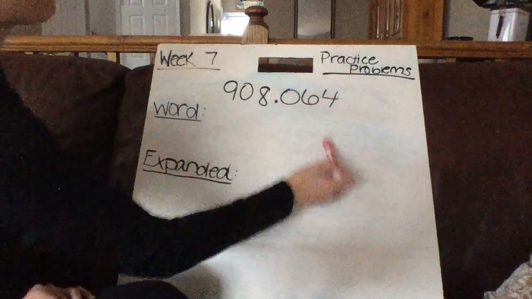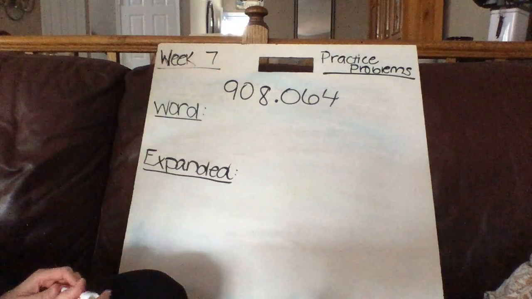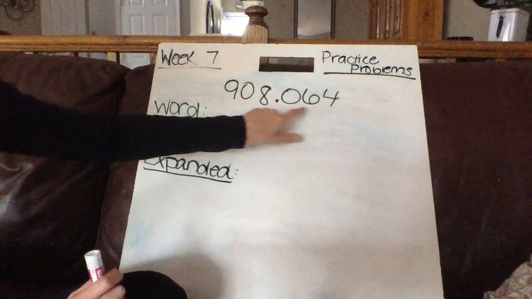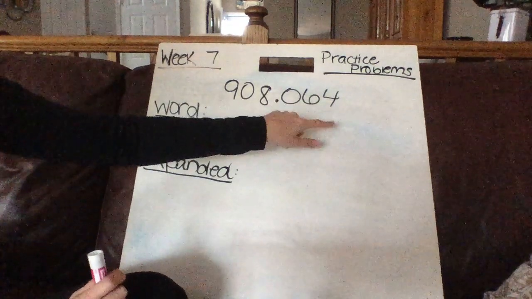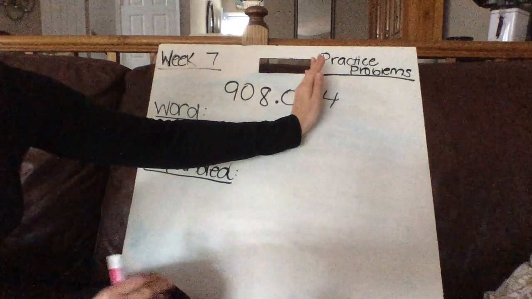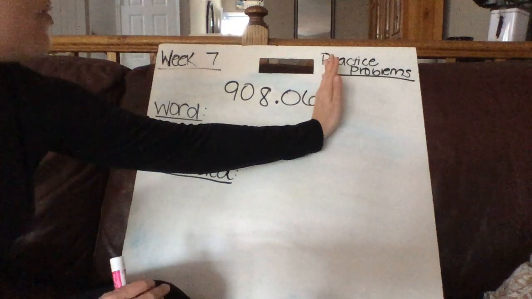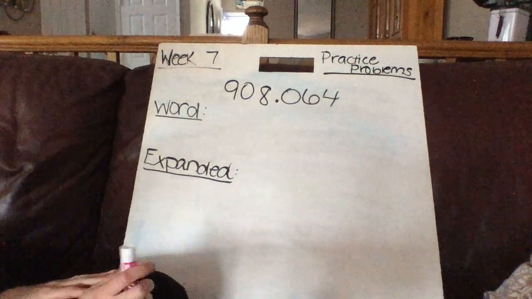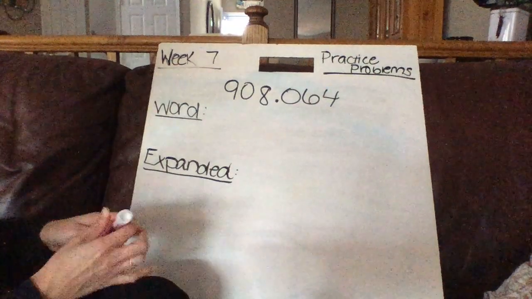The 4 is in the thousandths place, and that's why I have to remember to say thousandths at the end. Wherever the digit ends, whatever place value it ends in, that's what we say. So if this were just here, this would just be 908 and 0 tenths. If it ended here, this would be 908 and 6 hundredths. And then obviously here, 908 and 64 thousandths.